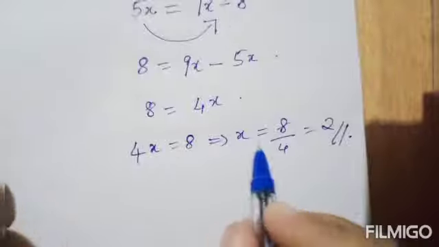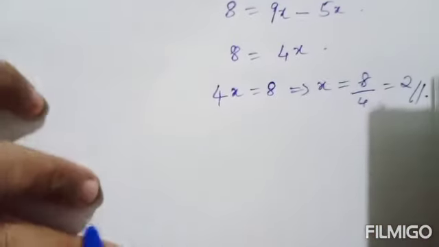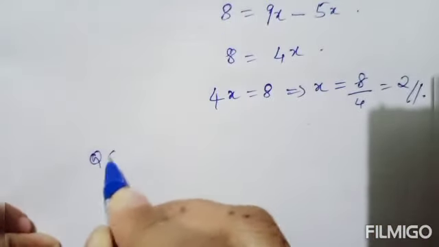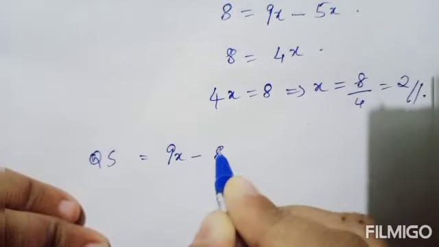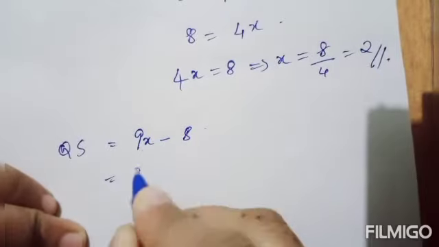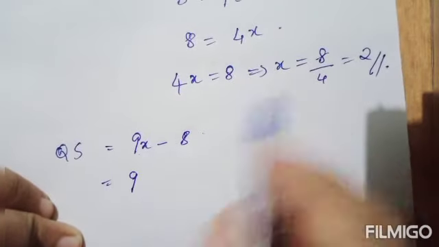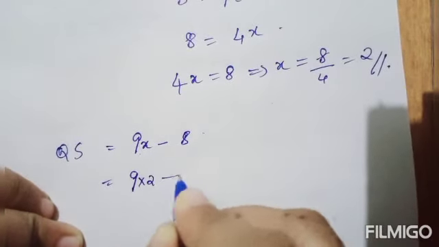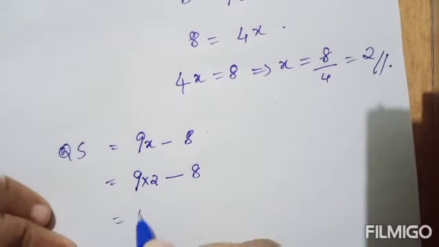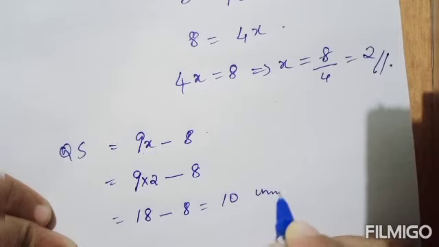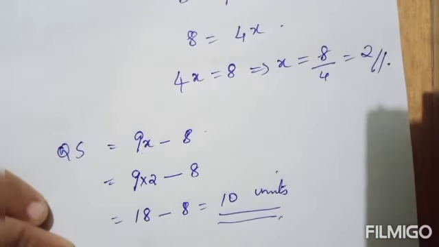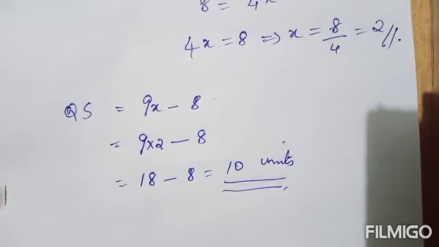You got the value of x. The question is to find QS. What is QS? It is 9x minus 8. So you can substitute x equal to 2, so 9 into 2 minus 8. That is 18 minus 8, you will get 10 units. So QS equal to 10 units.